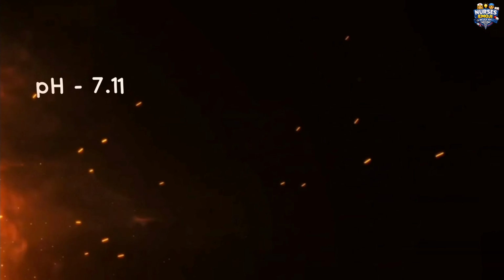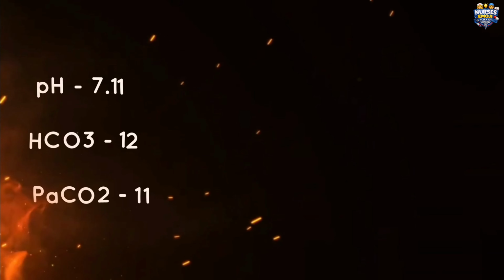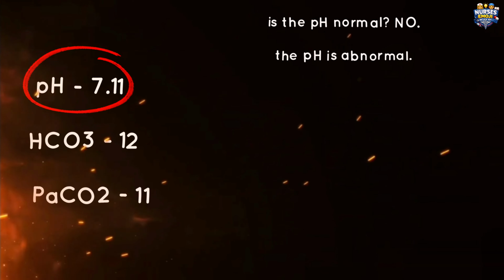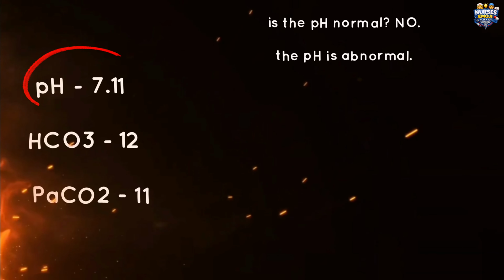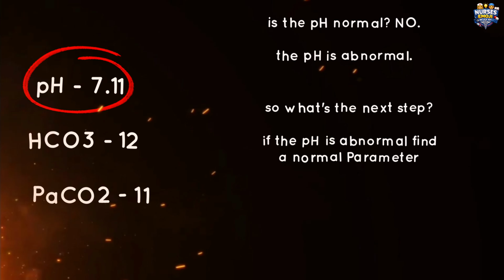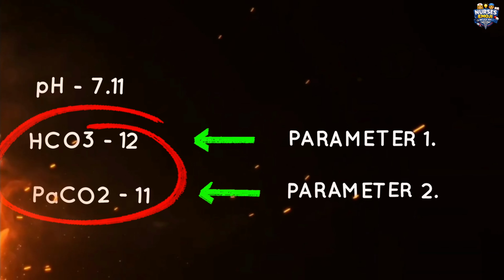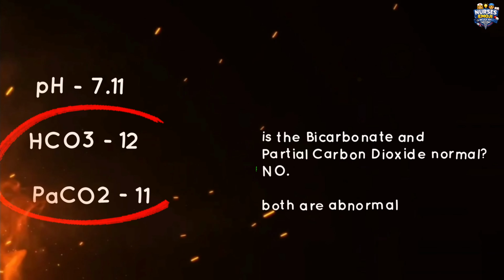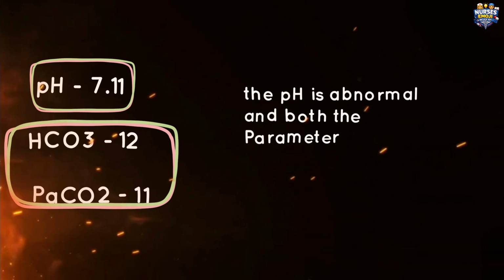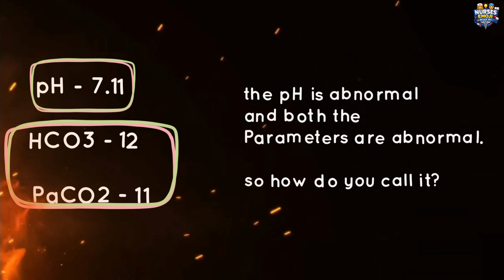Scenario. pH 7.11, HCO3 12, PaCO2 11. Is the pH normal? No. The pH is abnormal. So what's the next step? If the pH is abnormal, find a normal parameter. Parameter 1, parameter 2. Are the bicarbonate and partial carbon dioxide normal? No. Both are abnormal. The pH is abnormal and both parameters are abnormal. So how do you call it?